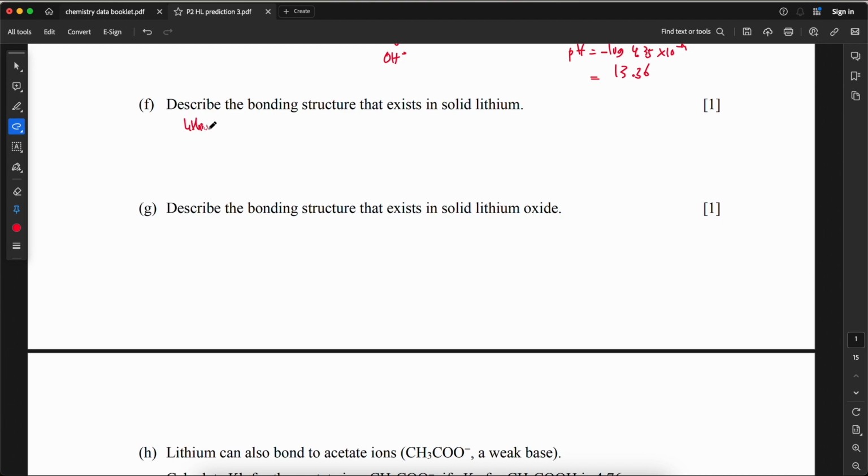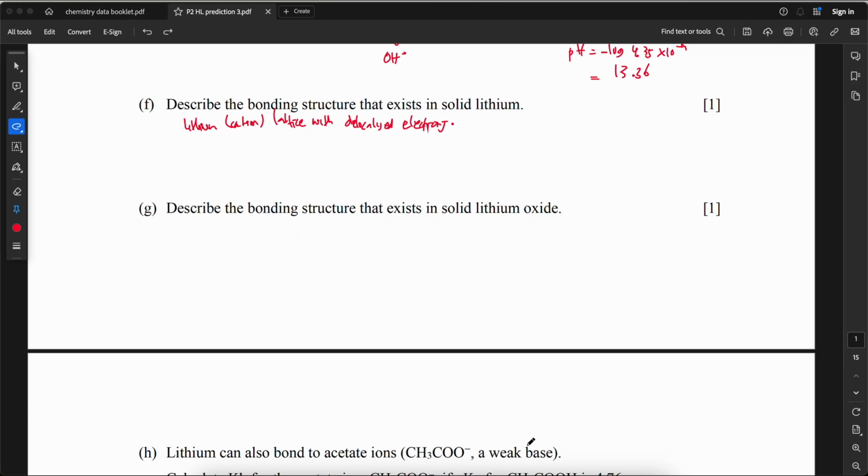Lithium, or cation, lattice with delocalized electrons. So metal exists as a lattice of cations, where the unbound electrons are free to move throughout the lattice.